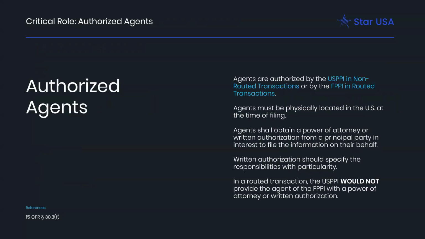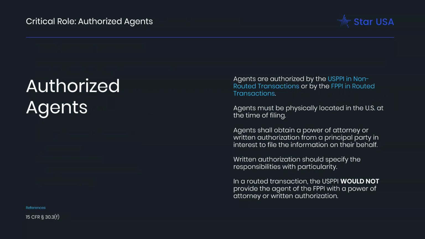A little bit more on the authorized agents. Again, they are authorized by the USPPI in a non-routed transaction, or they are authorized by the FPPI in a routed transaction. They must be physically located in the US at the time of filing. You may not use a foreign broker. I've seen this attempt to be made in Mexico, where on the Mexican side of the border, they have their broker file the EEI. That's not allowed. They must be physically in the US at the time of filing.